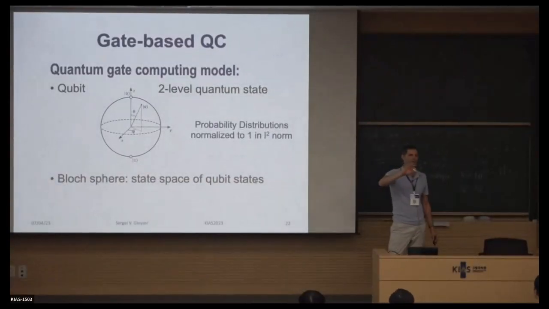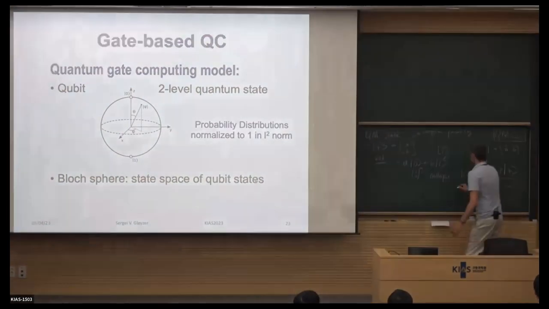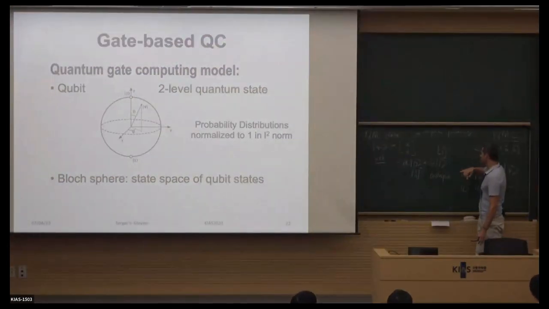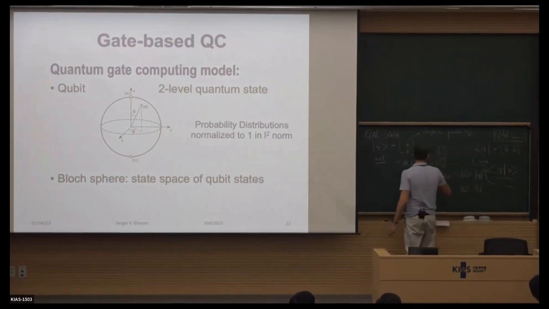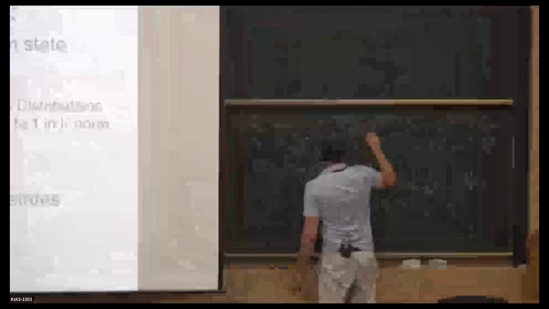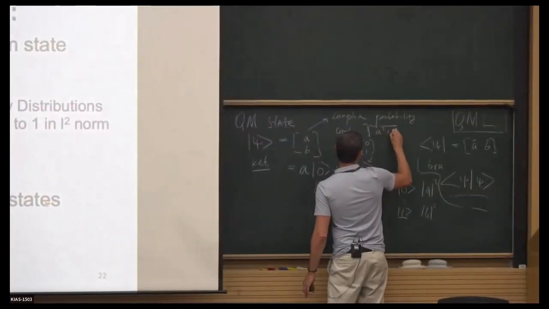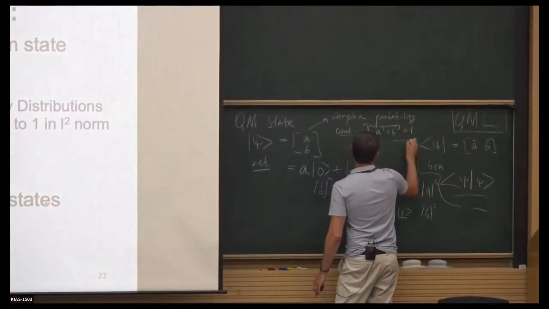Oh, one thing I forgot to mention. These complex probability amplitudes have a constraint, as you can imagine: the sum of their squared magnitudes is 1.